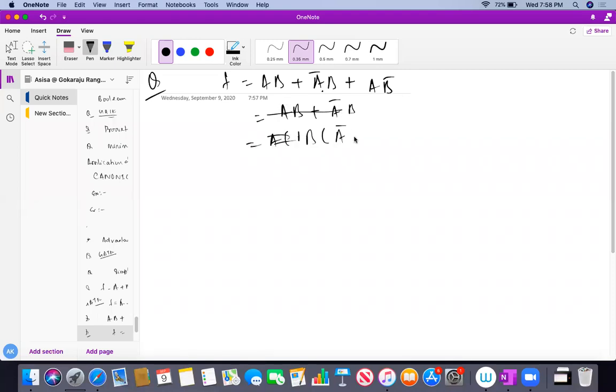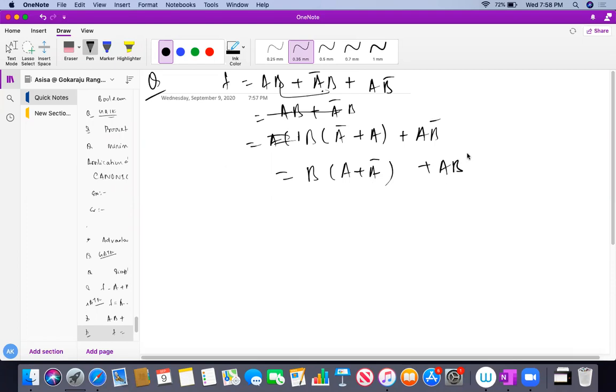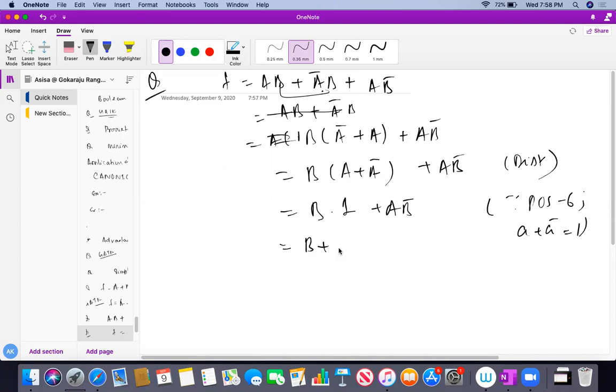B, A bar A or AB bar. I have just used the distributive law between these two, nothing else. So I'll get B, A or A bar, or AB bar. Next, B and 1, AB bar. I have used existence of complement, postulate number 6, A or A bar is 1. Then B and 1 is B. Many of you make mistakes over here. It will be 3 literals. You can further reduce it to B or A, B or B bar.